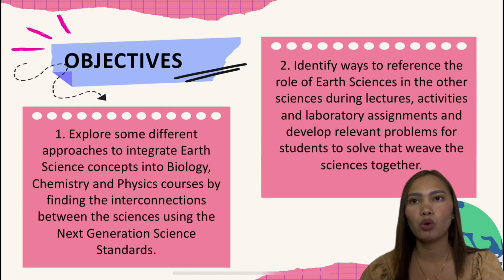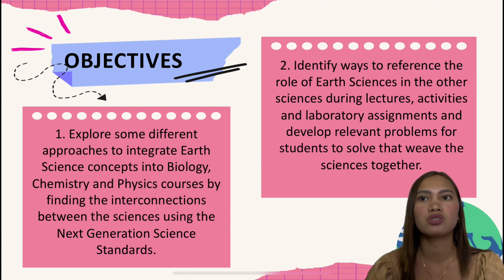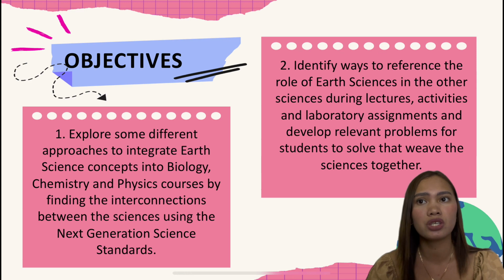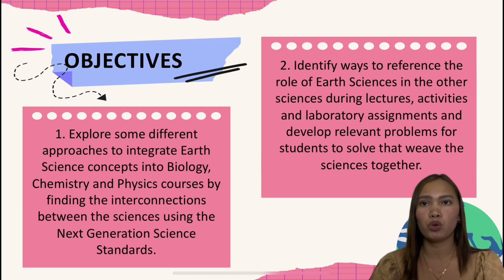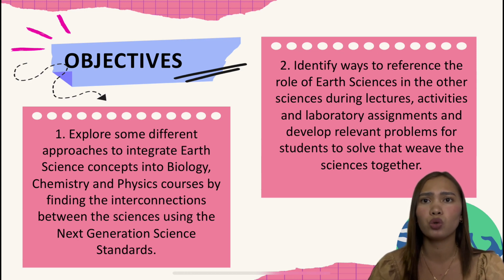First, we will explore some different approaches to integrate earth science concepts into biology, chemistry, and physics courses by finding the interconnections between the sciences using the Next Generation Science Standards or the NGSS. We already discussed this from the previous reporter. And we will identify ways to reference the role of earth sciences in the other sciences during lectures, activities, and laboratory assignments, and develop relevant problems for students to solve that weave the sciences together.